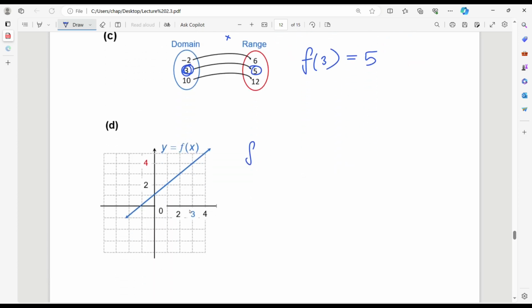For part D, I'm looking for f of 3 again. So we'll find the x is equal to 3, and I need to figure out what the y is. So if I look at my graph, the point 3 comma 4 is on the graph. This is our x, this is our y. That means f of 3 is 4. Again, the point x comma y is input, output. 3 is the input and 4 is the output.